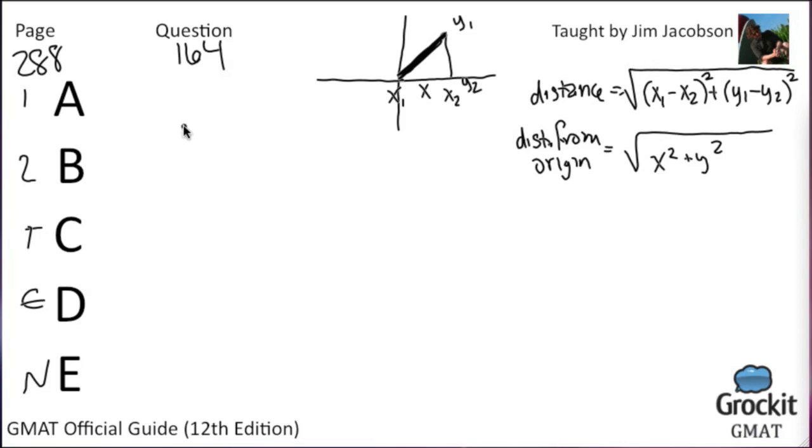So statement one tells us R plus S equals 1. It doesn't tell us anything about U or V, the other point that we're comparing it to, so clearly this is going to be insufficient. We need both points to figure things out. So it's not answer choice A, nor is it answer choice D.